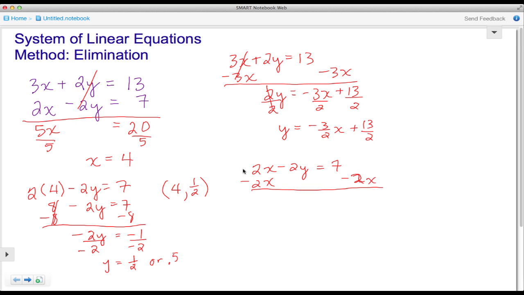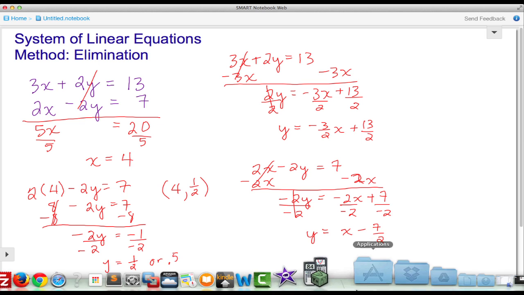In doing so, these x terms cancel. I have negative 2y is equal to negative 2x plus 7. And here I'm going to divide each term by negative 2. And in doing so, I'm left with y is equal to a positive x minus 7/2.